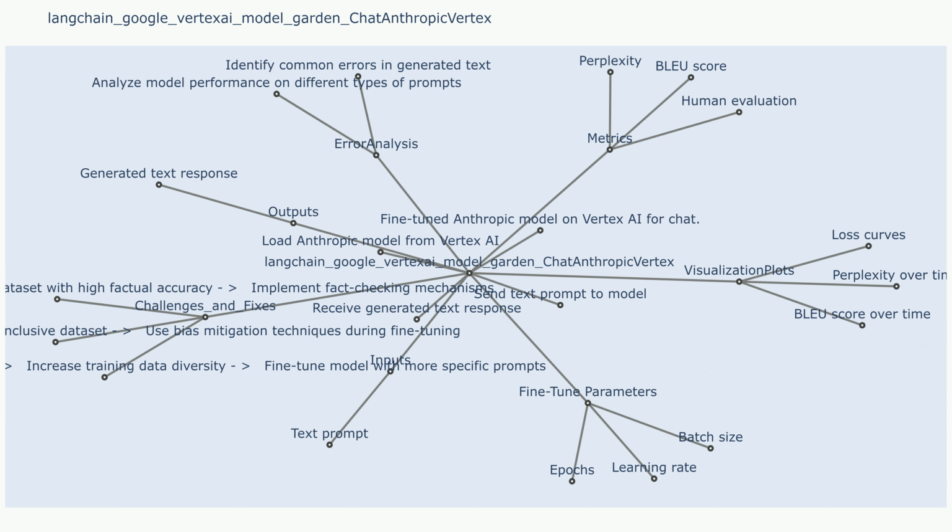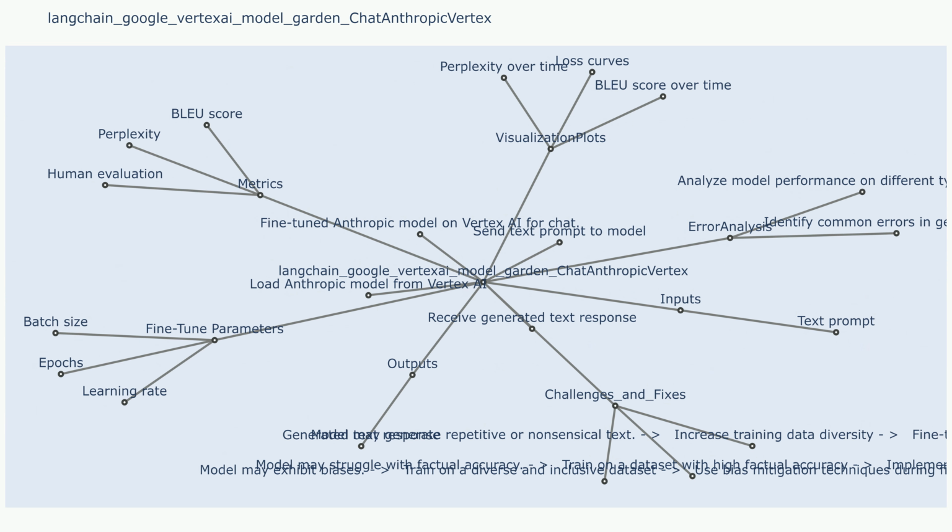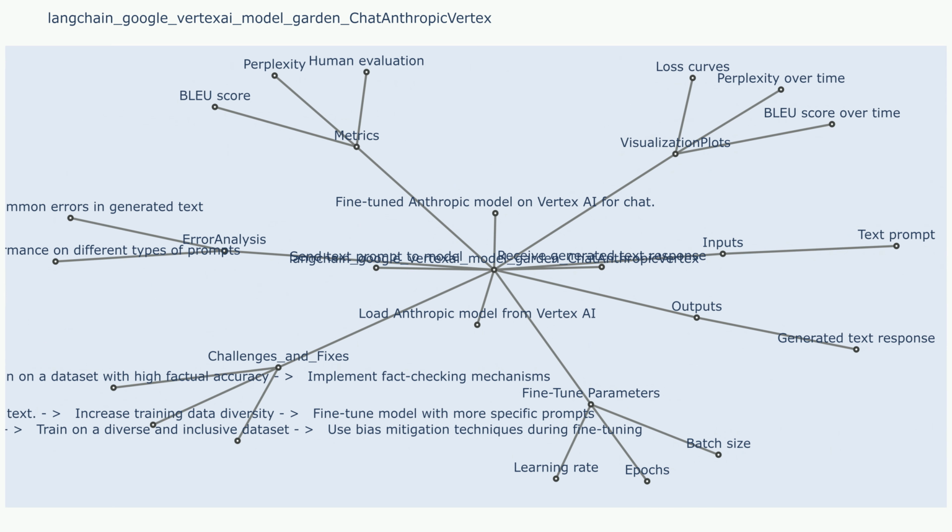This can be a question, a prompt, a piece of text for summarization, or any other text-based input. Parameters: optional parameters that control the model's behavior. These can include temperature, top-p, and other parameters that influence the model's output. Outputs: text. The output generated by the Chat Anthropic Vertex model based on the input text and parameters. This can be a response to a question, a generated text, a summary, or other forms of text output.